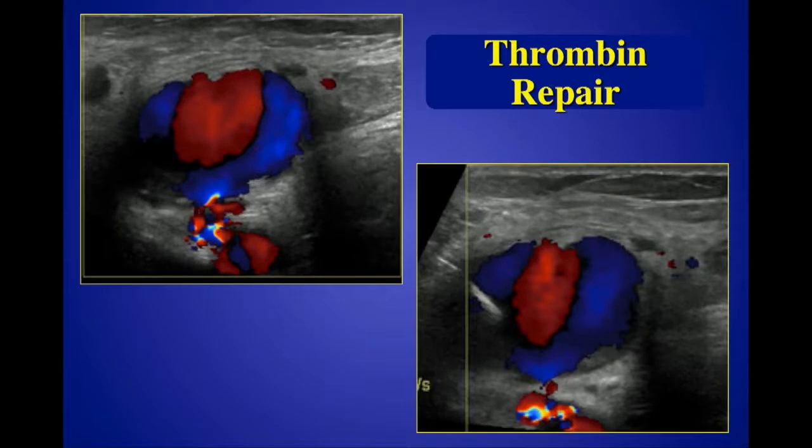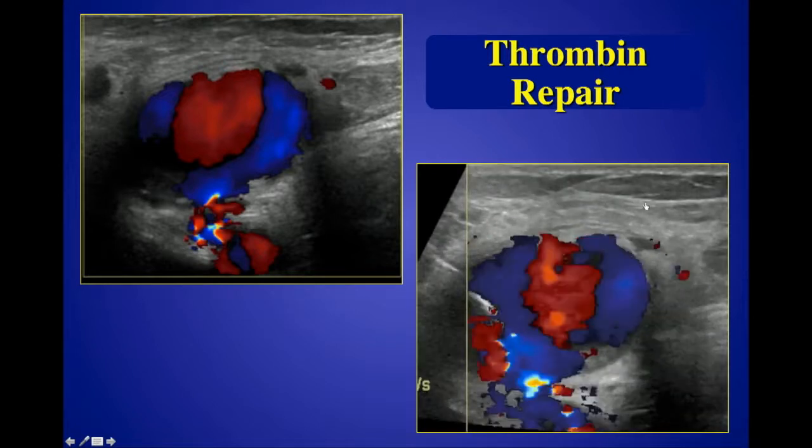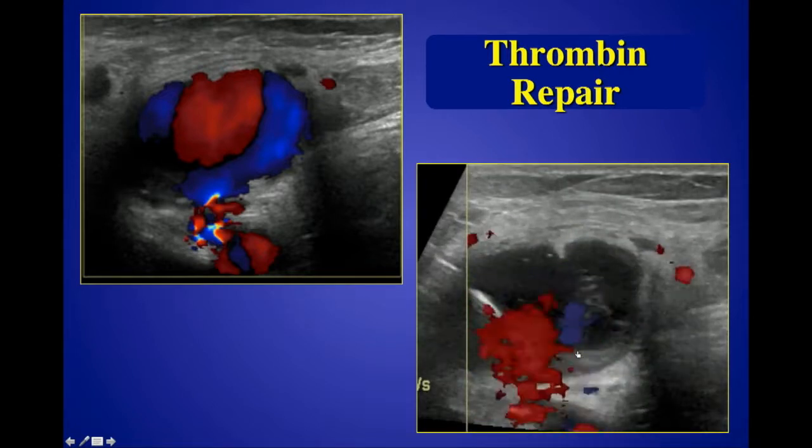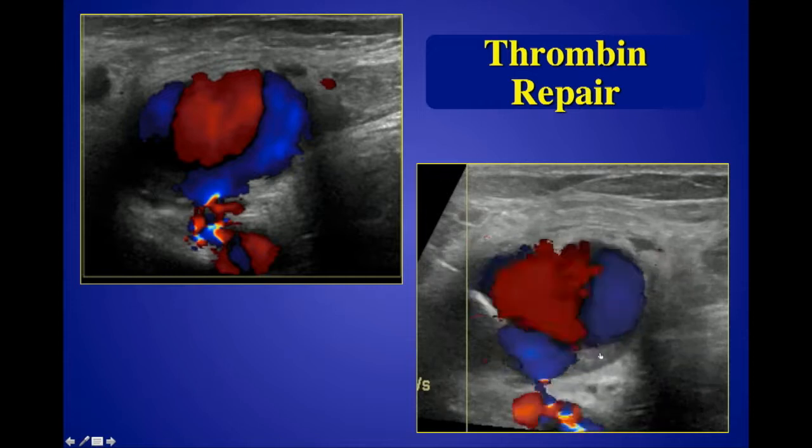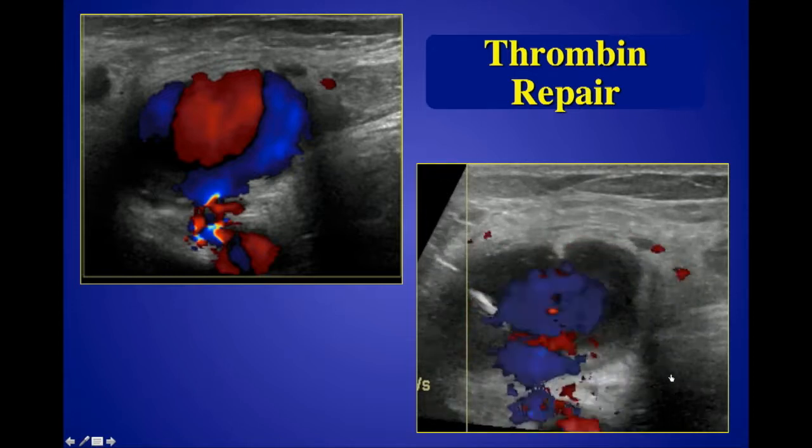Here's another example. It's about a 2.5 centimeter pseudoaneurysm. Here's the neck. And again, in real time, you can see the needle tip. Here's the injection. And just in a matter of seconds, it is completely thrombosed.